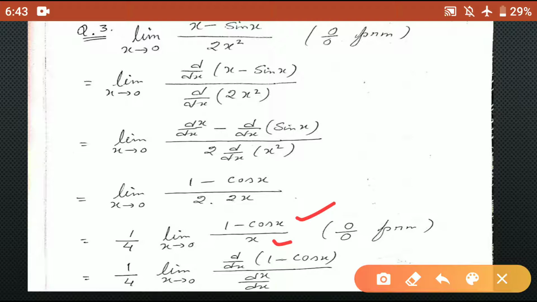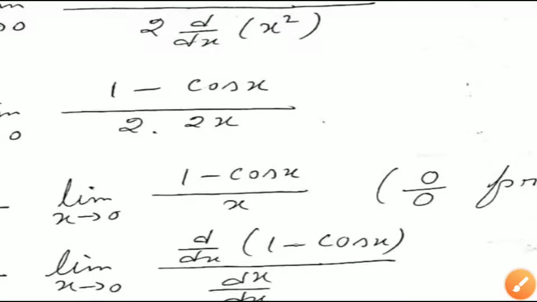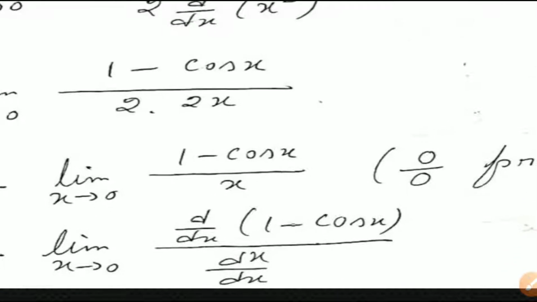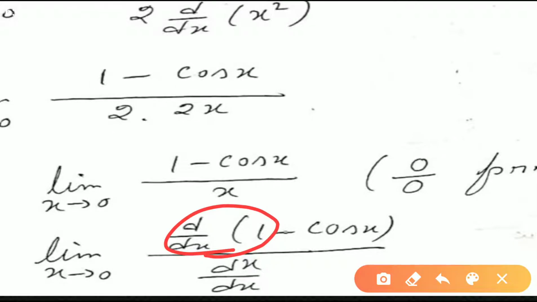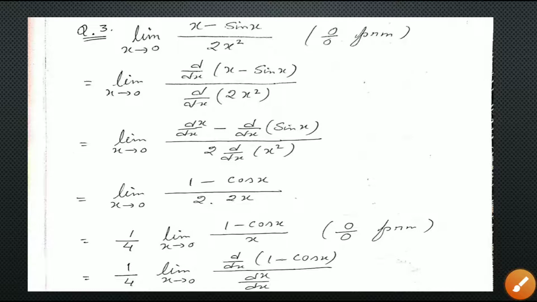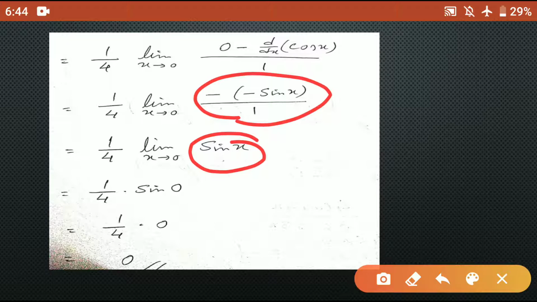So now it is d/dx of 1 minus cos x, over d/dx of x squared. So d/dx of 1 is 0 and d/dx of cos x means minus sin x. Here it is minus, so in the numerator it will come plus sin x by 1. That means it is sin x by 1, that means sin x. So limit x tends to 0, sin x.